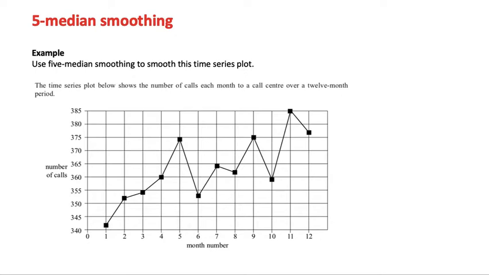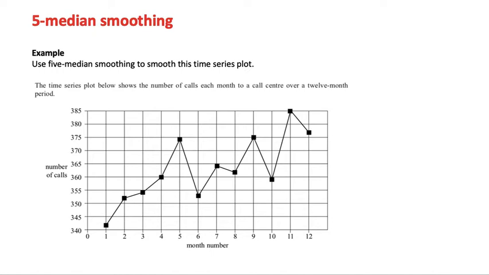As you'll see, like 3 median smoothing, it's something that we can do straight onto the graph, and it involves us taking clumps of 5 points at a time and finding the median of those 5 points. Again, looking for the median y values. So in this example, we have a time series plot where the time values along the x-axis are month numbers, 1 through to 12, and the data on the y-axis is the number of calls received each month by a call center.